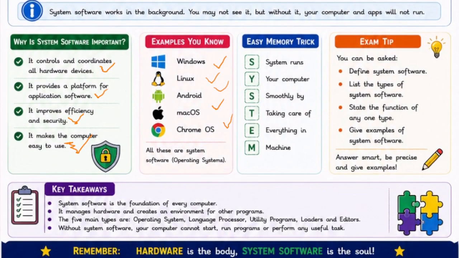Okay, so what are the key takeaways? Like the summary: system software is the foundation of every computer. It manages hardware and creates an environment for other programs. The five main types are operating system, language processor, utility programs, loader, and editors. Without system software, your computer cannot start, run programs, or perform any useful task. So those are the important key takeaways.